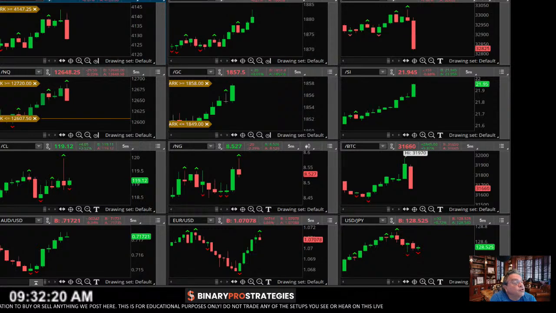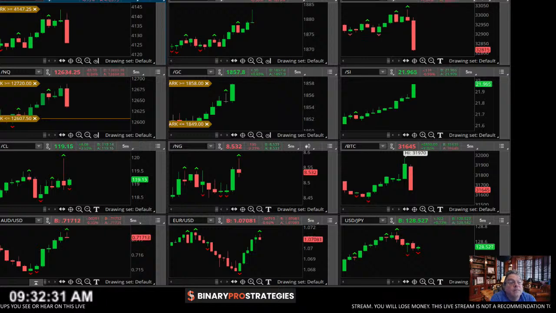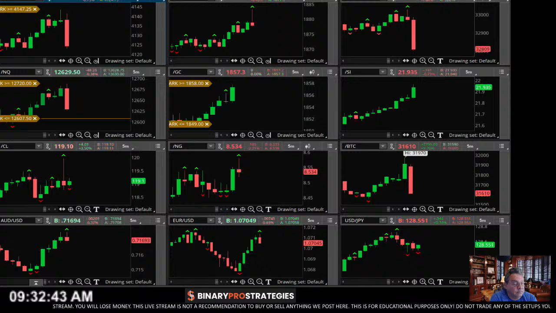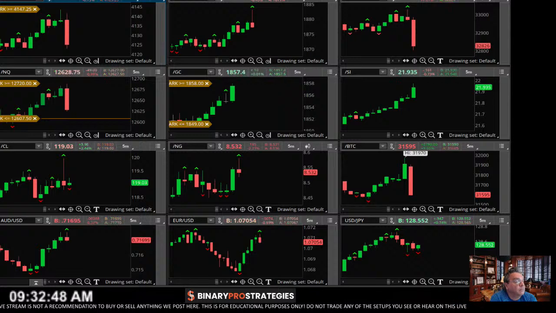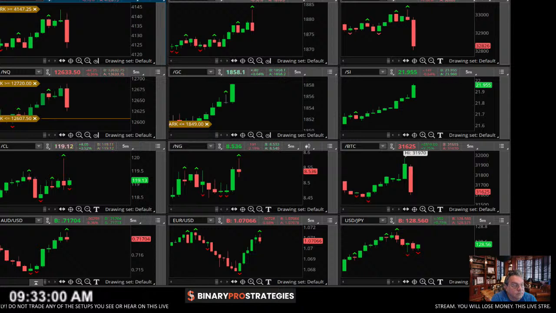ES is reversing and going short. Be careful on these indices this morning. I do like ES though. Like ES, it's going to be an HF1 short. Profit target hit.